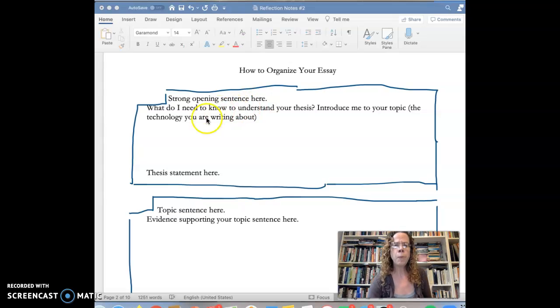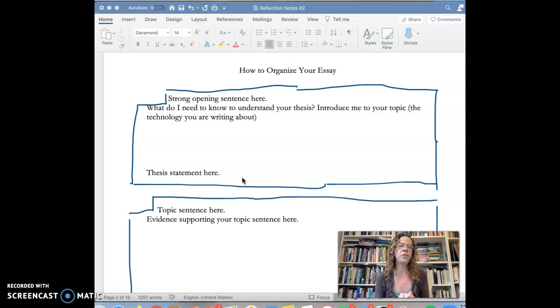And then for the middle part of the paragraph, which is what Elizabeth referred to as the background, you want to give the reader enough information about your topic, which is the technology you're writing about, that they can understand your thesis statement, okay? So I wrote, what do I need to know to understand your thesis? Introduce me to your topic, which is the technology that you are writing about. The last sentence of your introduction paragraph needs to be your thesis statement. I'll talk a little bit more in just a minute about how to organize your thesis statement. But for now, you need to know that it is the last sentence of your introduction paragraph.